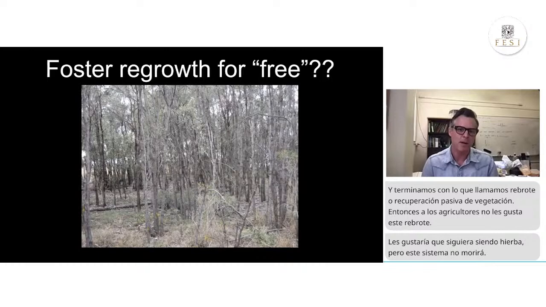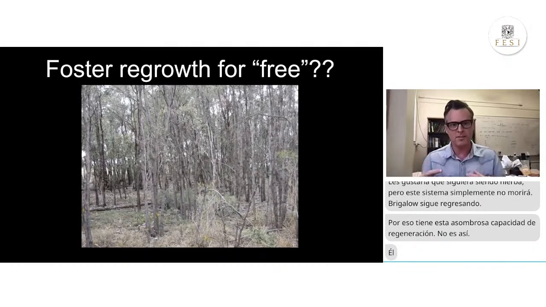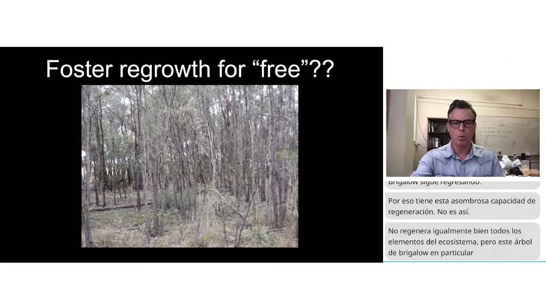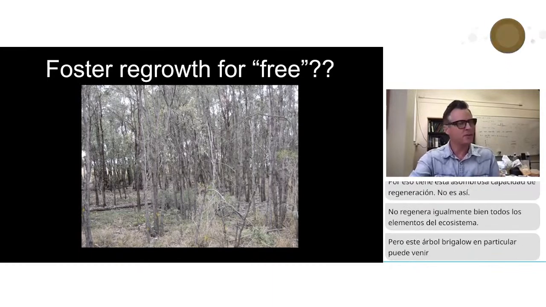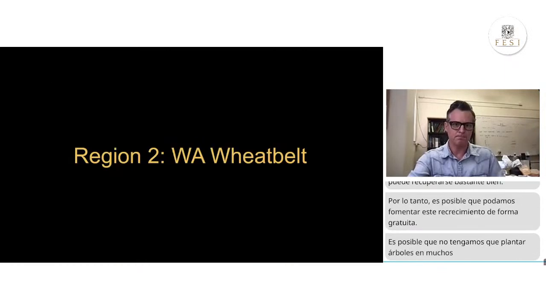So it does have this amazing capacity for regeneration. It doesn't regenerate all of the elements of the ecosystem equally well, but this brigalow tree in particular can come back quite well. So we might be able to foster this regrowth for free. We might not have to actually plant trees in lots of parts of the brigalow belt.